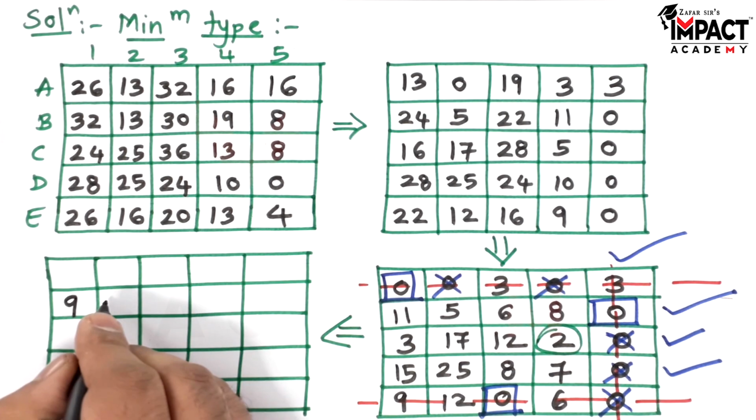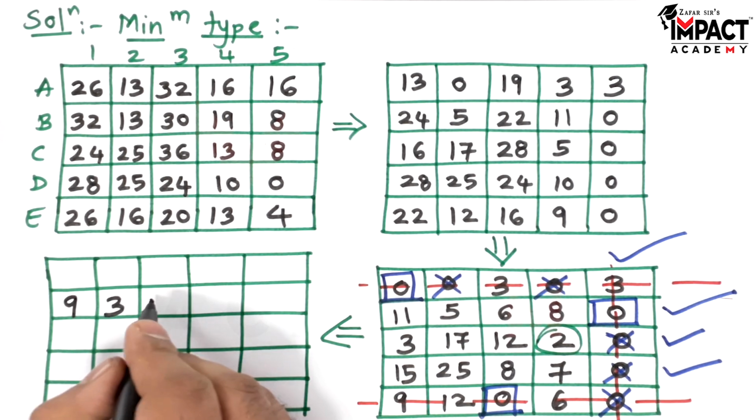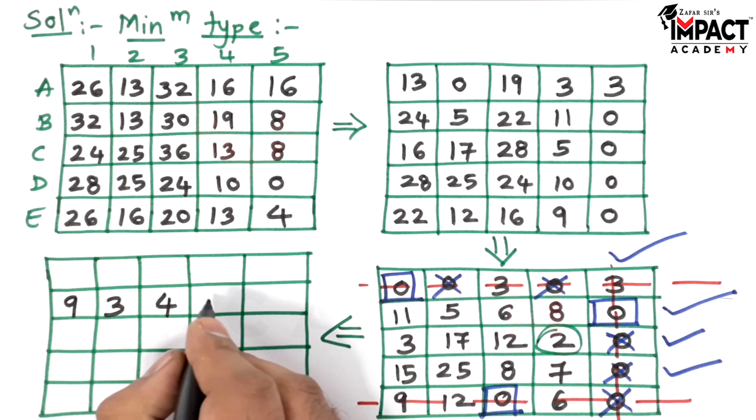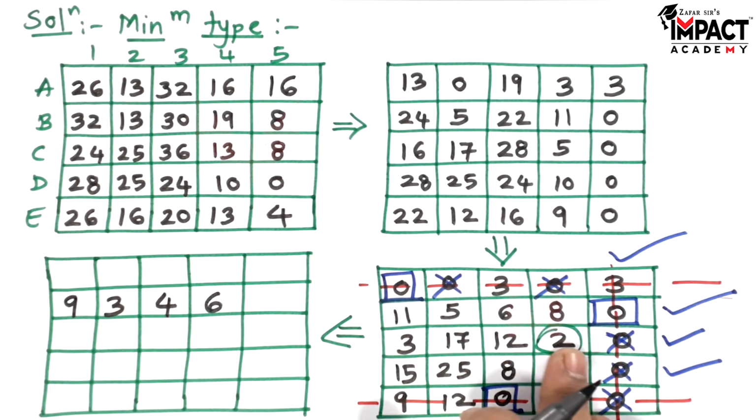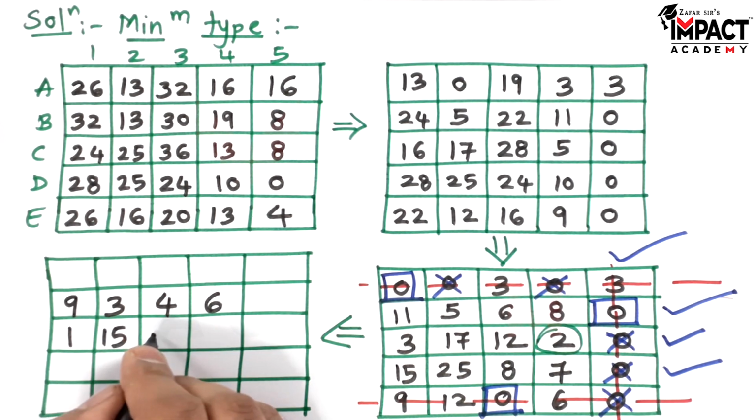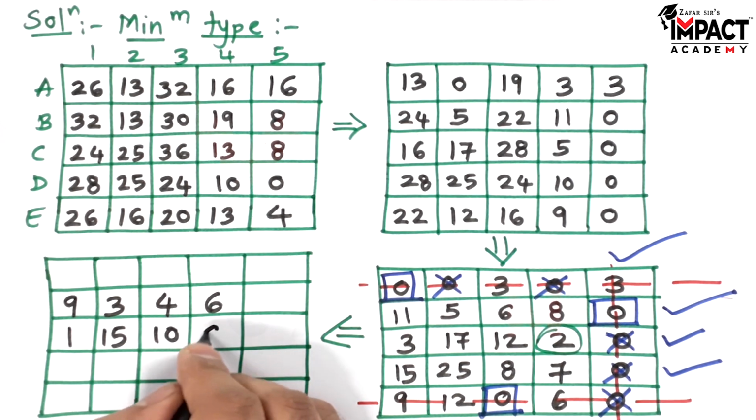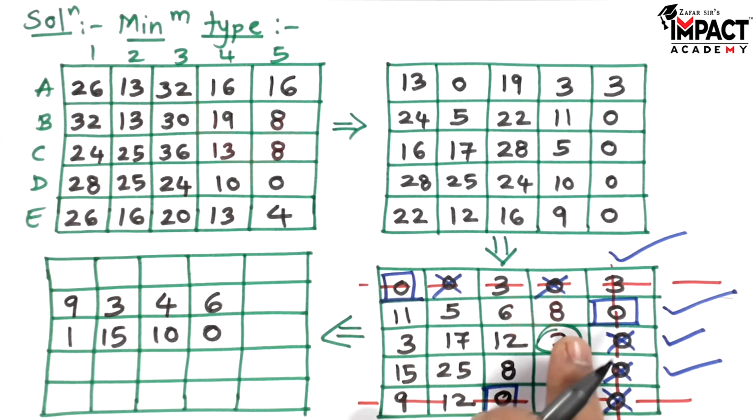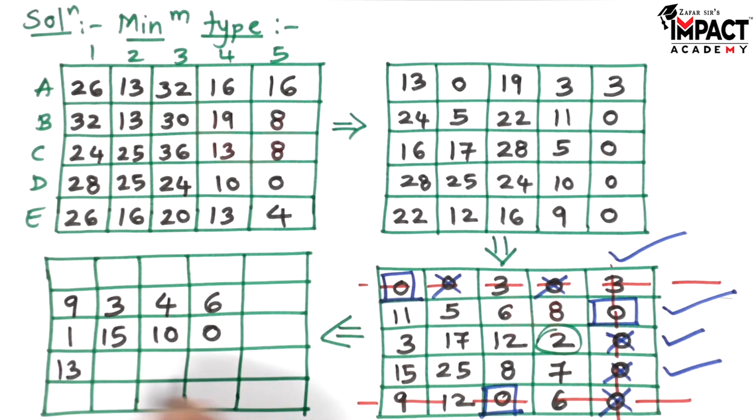Then 5 minus 2 is 3. 6 minus 2 is 4. 8 minus 2 is 6. Then 3 minus 2 is 1. 17 minus 2 is 15. 12 minus 2 is 10 and 2 minus 2 is 0. Then 15 minus 2 is 13, 25 minus 2 is 23, 8 minus 2 is 6 and 7 minus 2 is 5. So these are the uncovered values.